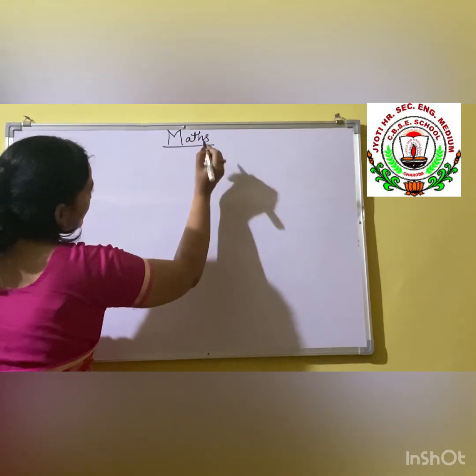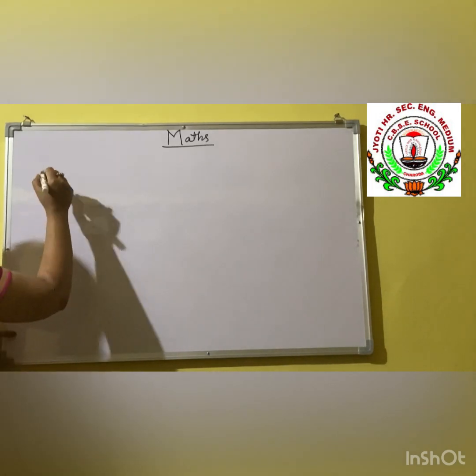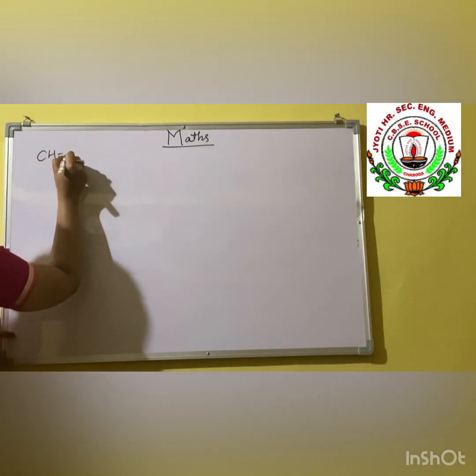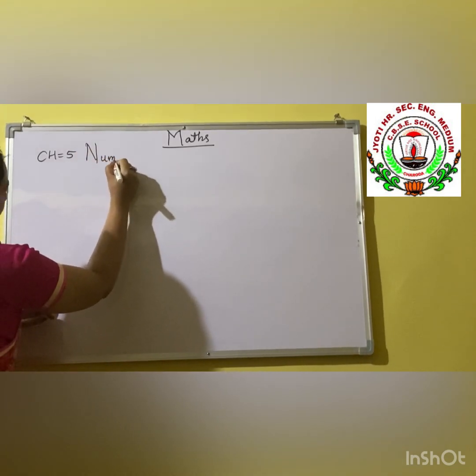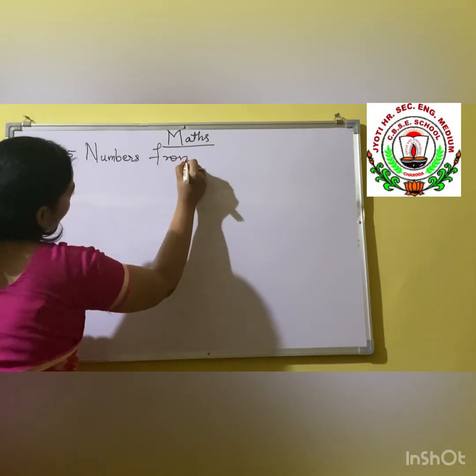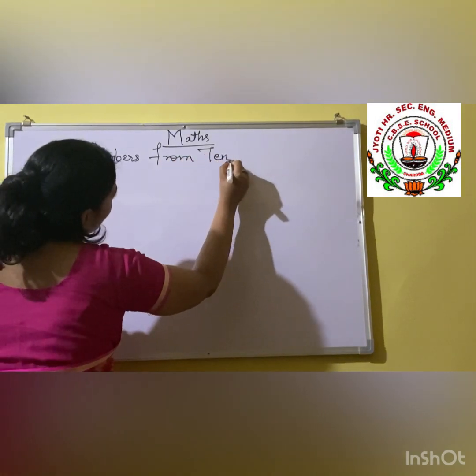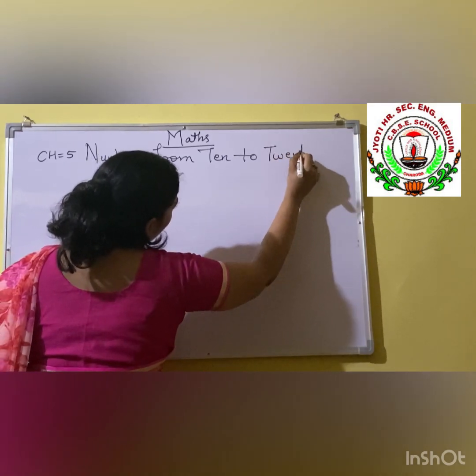Our exams are over now, and now we have to learn a new chapter. So today's topic is chapter number 5, numbers from 10 to 20, isn't it?